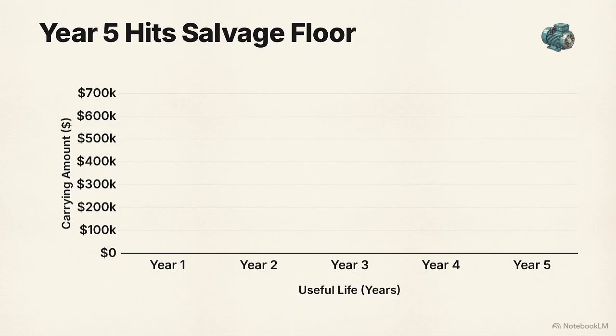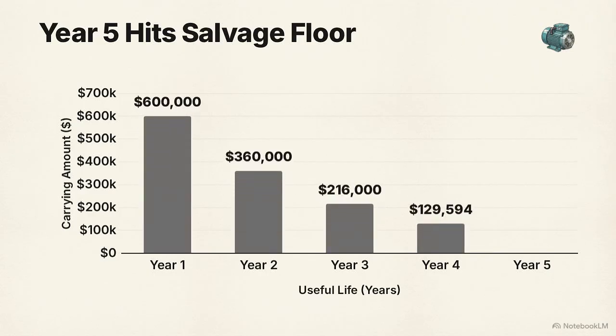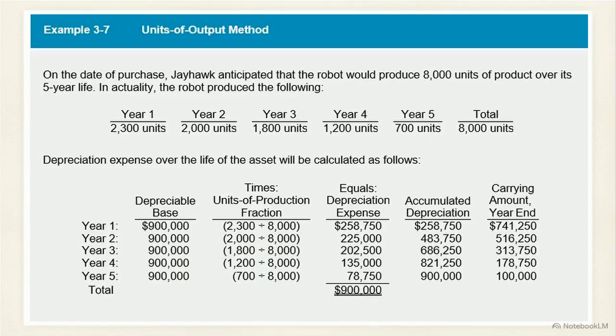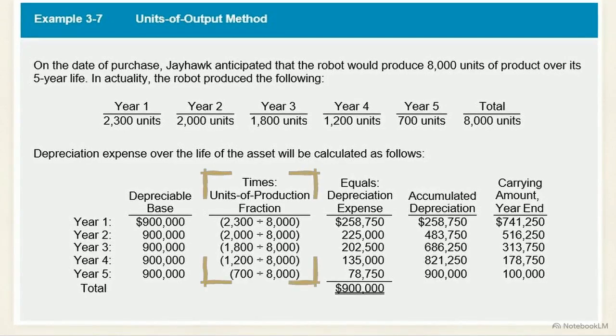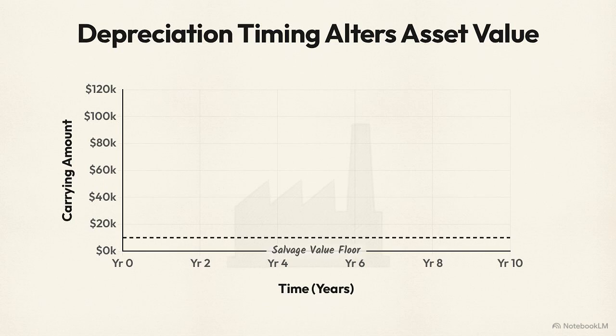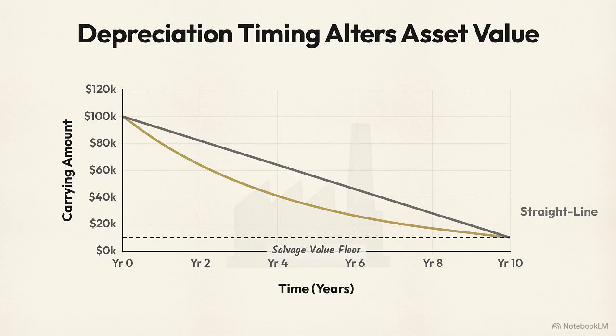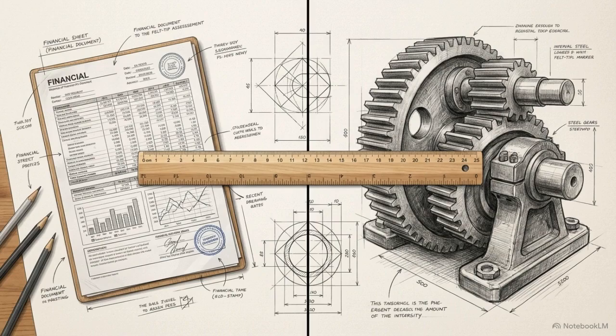A hard stop occurs in year 5. Because an asset cannot be depreciated below its salvage value, the final expense is adjusted to hit the $100,000 floor. The units of output method ignores time entirely. It allocates cost based on actual production, meaning the depreciation expense fluctuates annually based on how much the asset is used. Each choice creates a different paper value over time, a steady diagonal for straight line, a steep curve for accelerated methods, and a jagged line for units of output. Selecting a method is a deliberate choice to align a company's financial reporting with an asset's actual utility profile.